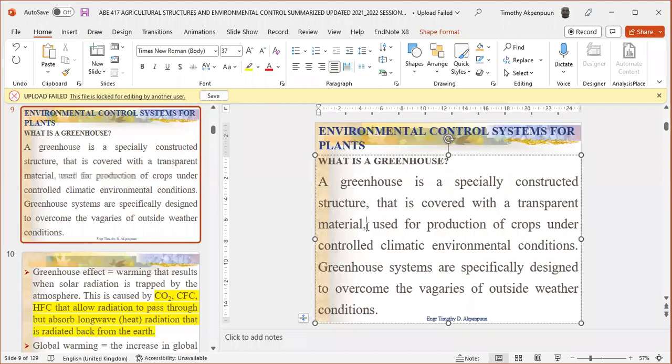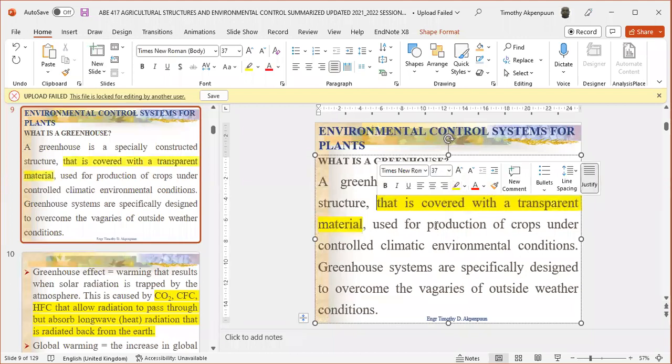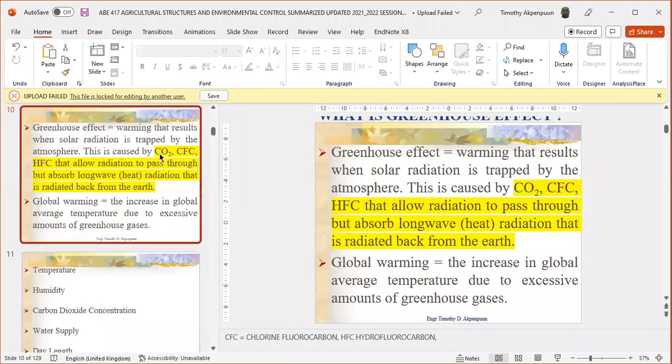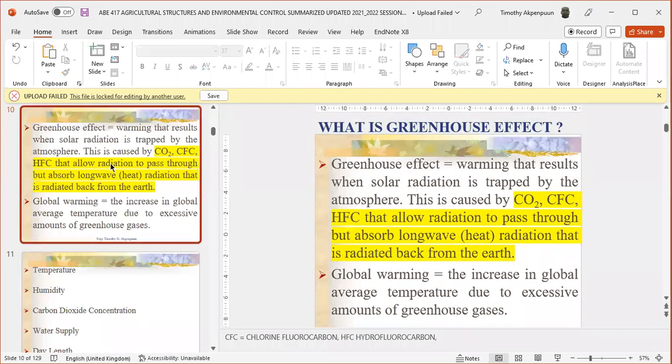Look at this. Can you see? That is covered with a transparent material, right? On this side, CO2, CFC, and HFC are what? Are the transparent material. Is it not? You guys should be answering me. Yes, sir. We are with you, sir. These are the covering material for the world, for the earth, rather.